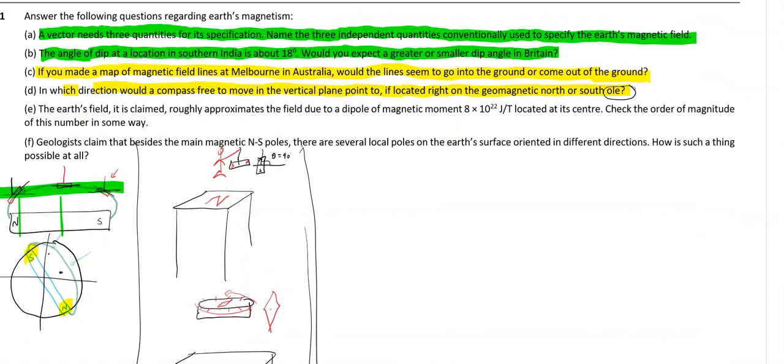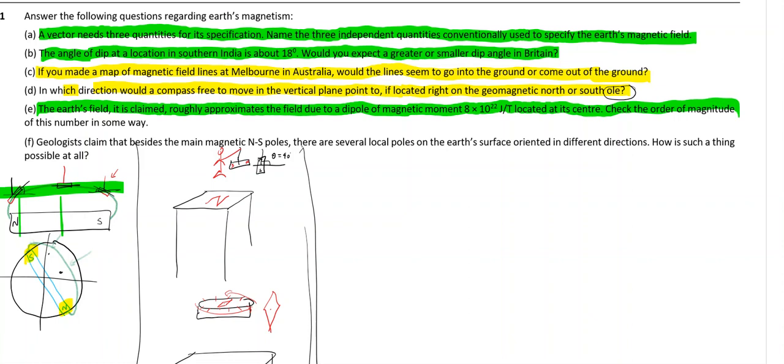Next, the Earth's field, it is claimed, roughly approximates the field due to a dipole of magnetic moment 8 × 10^22 joule per Tesla located at its center. Check the order of magnitude of this number in some way.